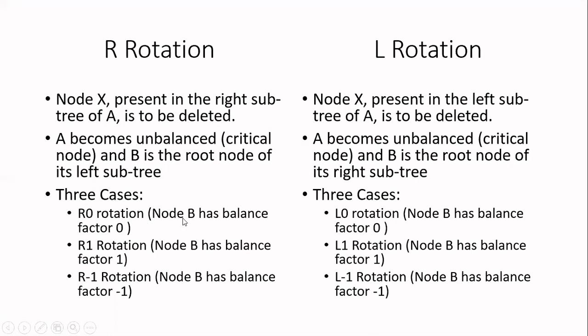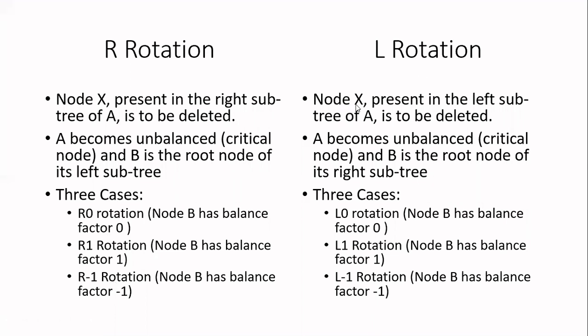So if the node B has a balance factor of 0, then you have a subcase called R0 rotation. If the node B has a balance factor of 1, we have R1 rotation. If the balance factor of node B is -1, we have R-1 rotation. So now going to see the L rotation.